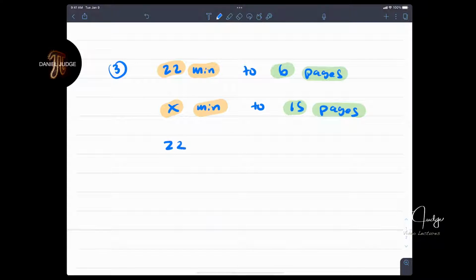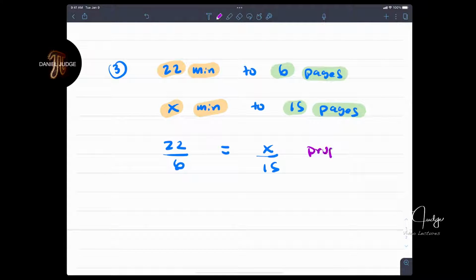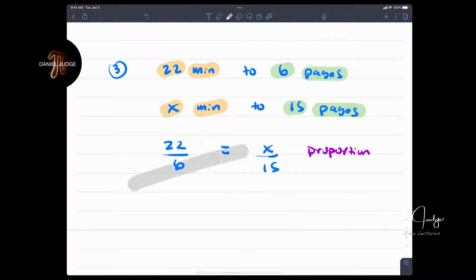So the first ratio is 22 to 6. Set it equal to x to 15. There's your proportion now. Equal ratios gives you a proportion. So I'll write that down. As you guys know, you're going to cross multiply.